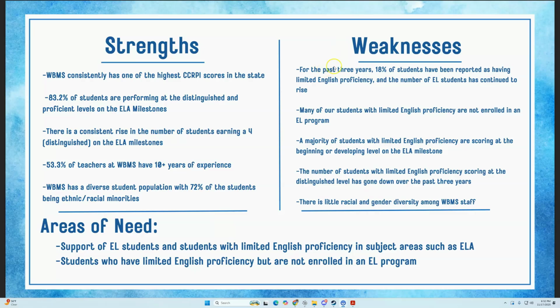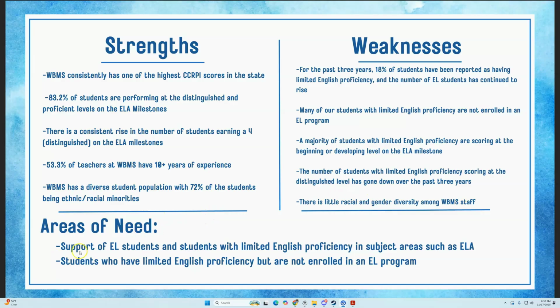Some of our weaknesses: for the past 3 years, 18% of our students have been reported as having limited English proficiency, and the number of EL students has continued to rise. Many of our students with limited English proficiency are not enrolled in an EL program. A majority of students with limited English proficiency are scoring at a beginning or developing level in the ELA milestone. The number of students with limited English proficiency scoring at the distinguished level has gone down over the past 3 years. And there is little racial or gender diversity among WBMS staff.